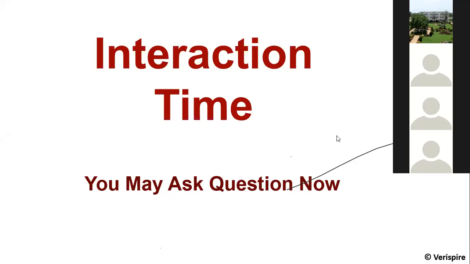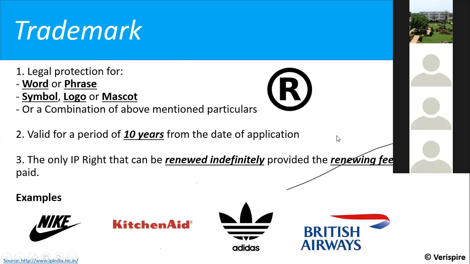Another type of IP is trademark. What do you mean by trademark? A trademark is a brand name, a logo, a phrase, a mascot, a word. We know McDonald's, I'm loving it. KFC, finger licking food.